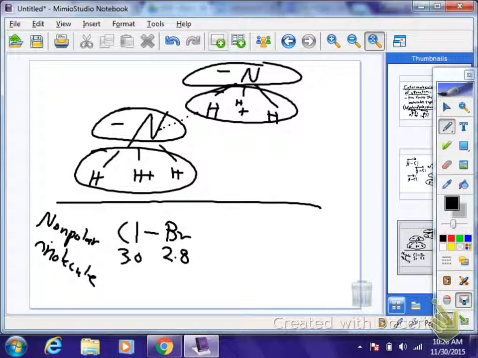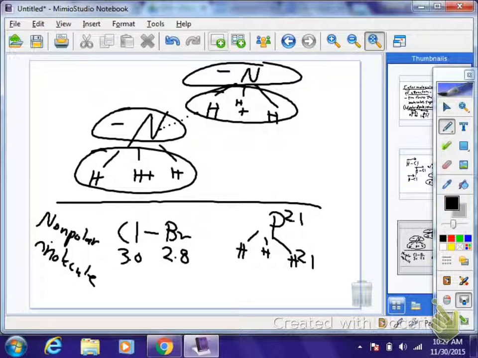Another situation would be if we had P bonded to H in a trigonal pyramid. Phosphorus is 2.1 and hydrogen is 2.1. So that would be a nonpolar bond. So that's a nonpolar molecule. So these are nonpolar molecules here.